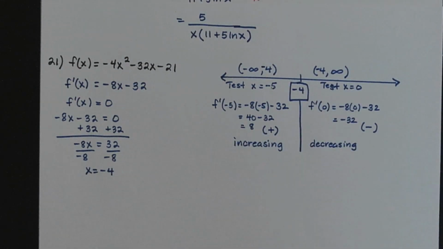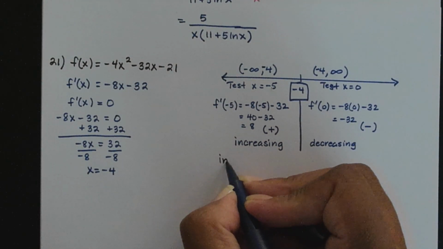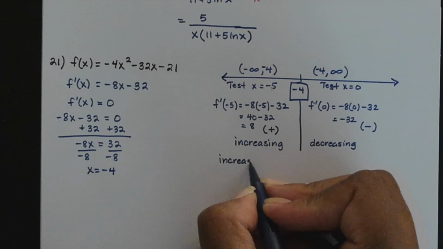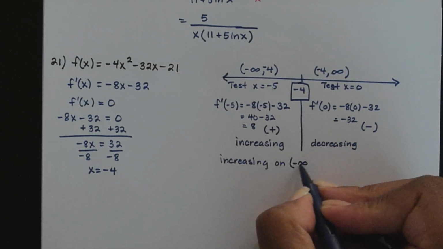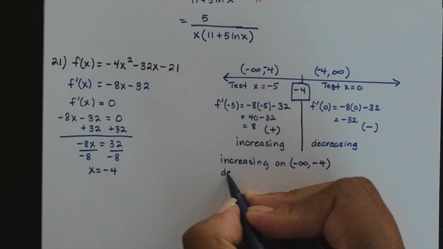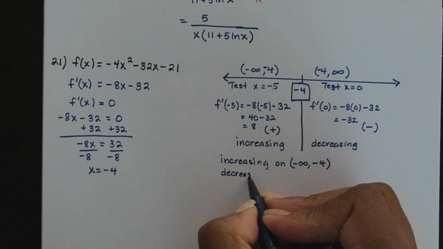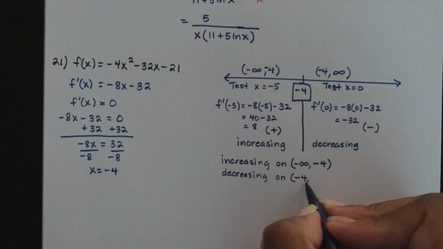All right, so to answer that question, the function is increasing on negative infinity to negative 4, and decreasing on the interval from negative 4 to infinity.